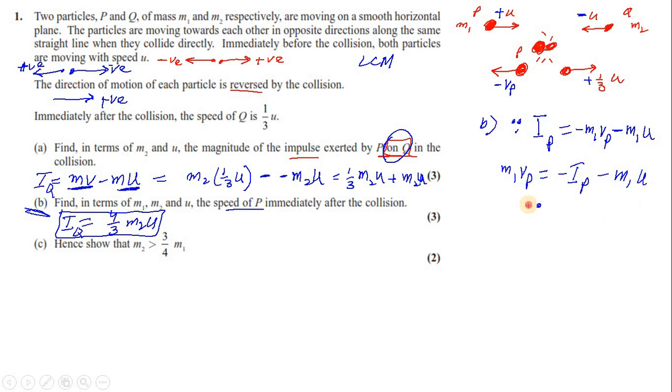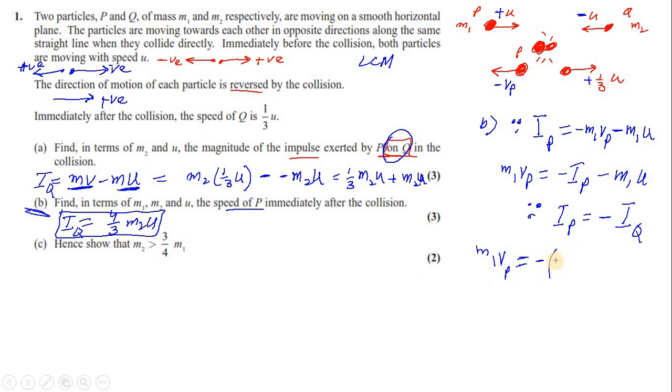And since the impulse on P is equal to the negative of the impulse on Q, because impulses are in opposite directions, the impulse on P is the same as the impulse on Q, but the direction will be opposite. So IP will be minus IQ. So you can substitute the value. M1 Vp is equal to minus IP, and IP is minus IQ, and minus IQ will be minus 4/3 of M2U.